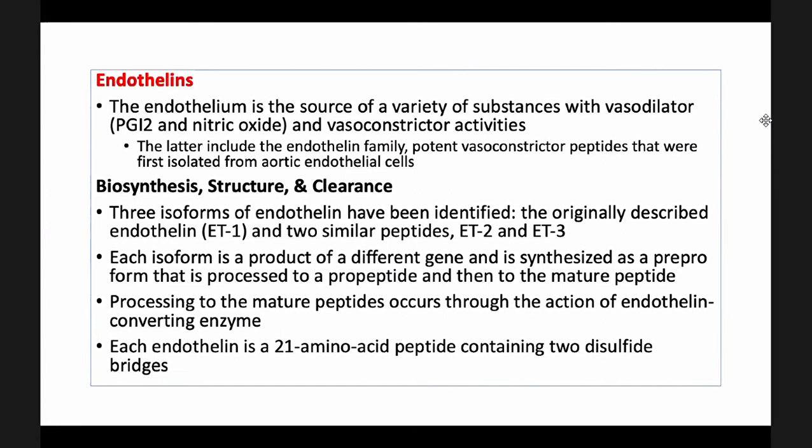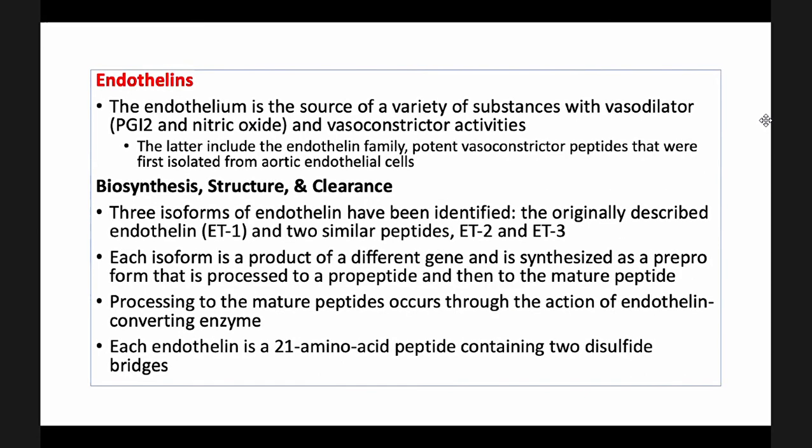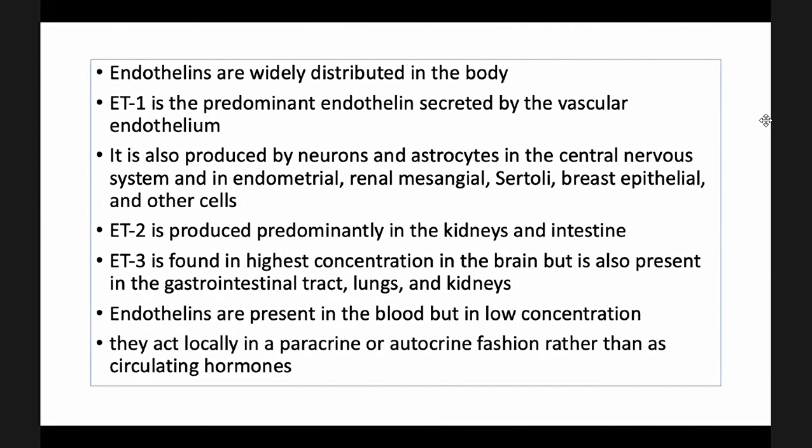Each isoform is a product of a different gene, and is synthesized as a pre-pro form that is processed to a propeptide and then to the mature peptide. Processing to the mature peptide occurs through the action of your endothelin converting enzyme. Each endothelin is a 21 amino acid peptide containing 2 disulfide bridges. So endothelins are widely distributed.